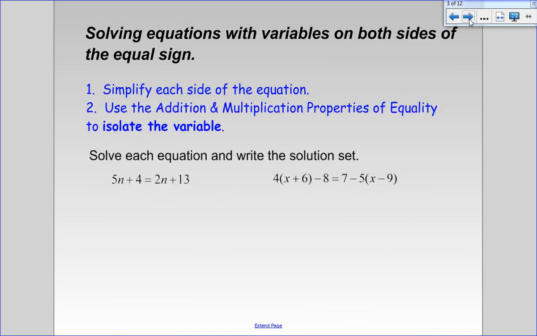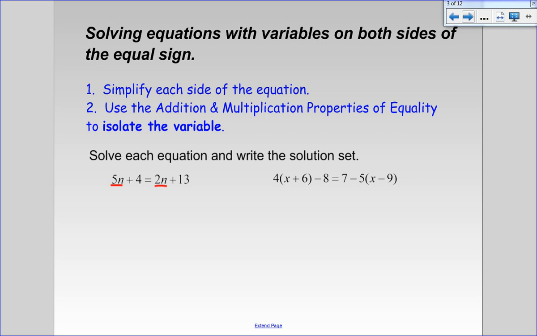Finally, you can have equations with variables on both sides of the equal sign. So we still want to do similar steps, but we have to make sure that we combine our variables on opposite sides of the equal sign using the addition and multiplication properties. So let's look at 2 examples. Our first example, we want to simplify things as much as possible on each side, but there's nothing to do on each side of the equation. So we want to combine our 5n and our 2n.